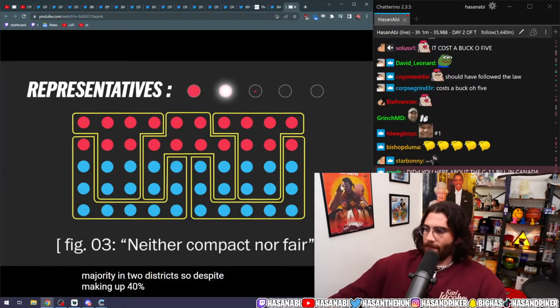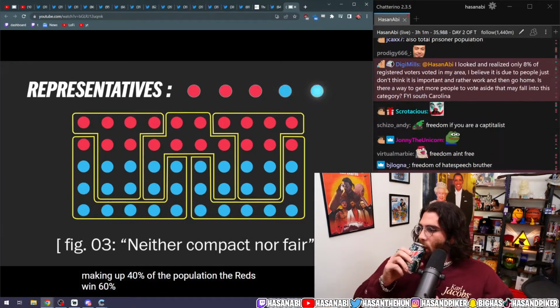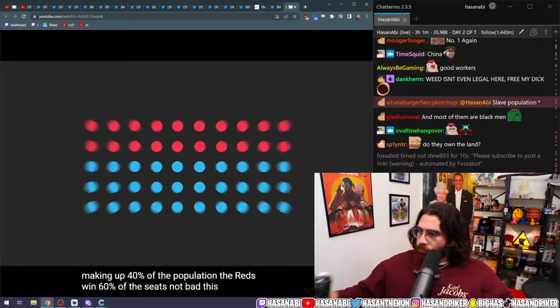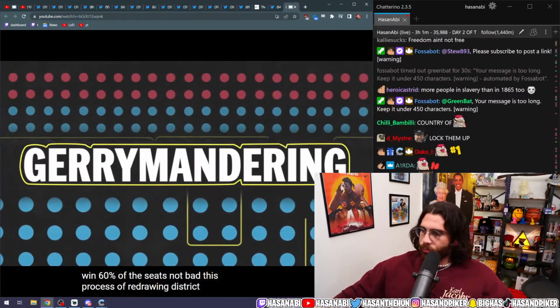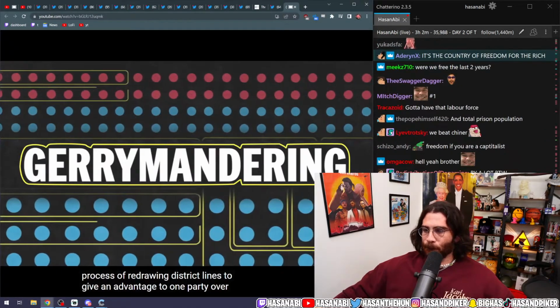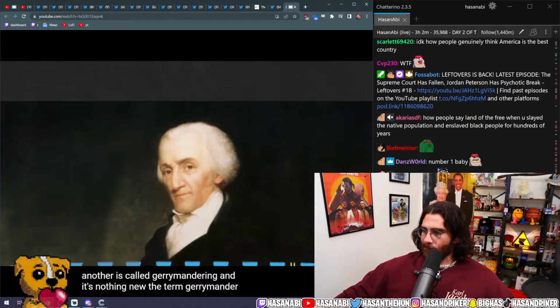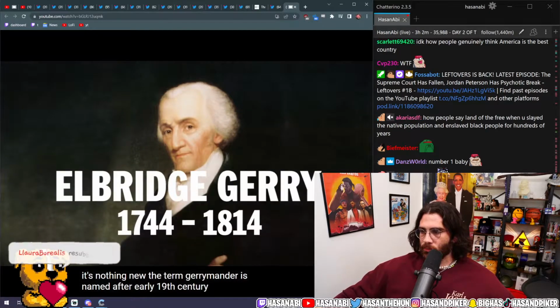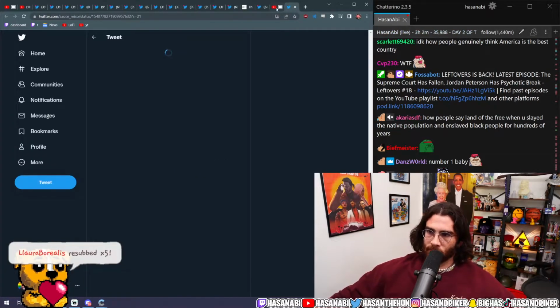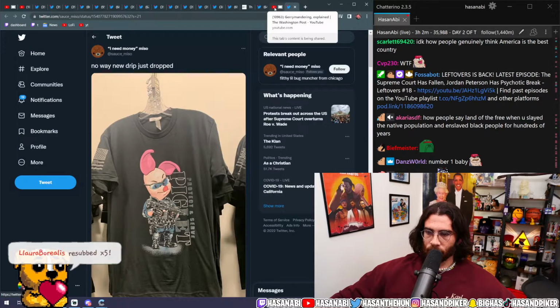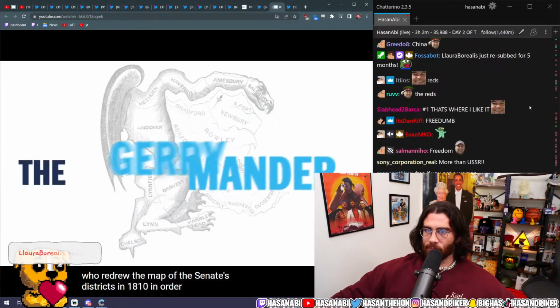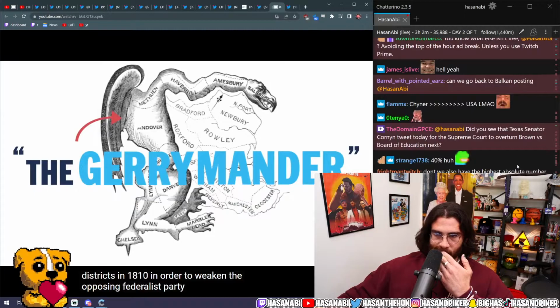So despite making up 40% of the population, the Reds win 60% of the seats. Not bad. This process of redrawing district lines to give an advantage to one party over another is called gerrymandering, and it's nothing new. The term gerrymander is named after early 19th century Massachusetts Governor Elbridge Gerry, who redrew the map of the Senate's districts in 1810 in order to weaken the opposing Federalist Party.